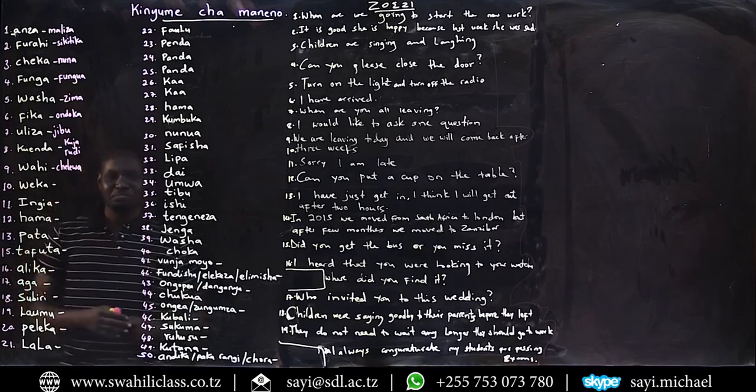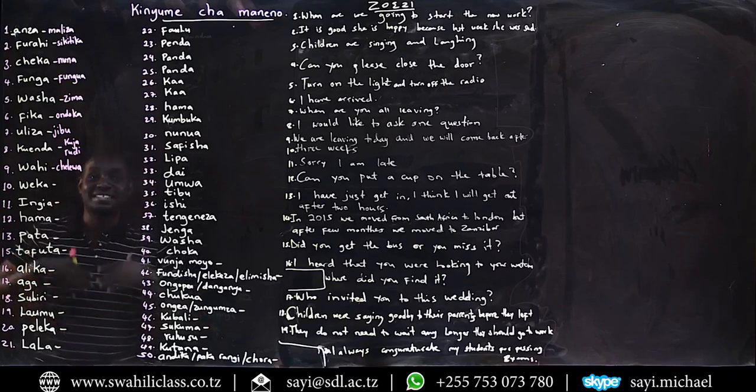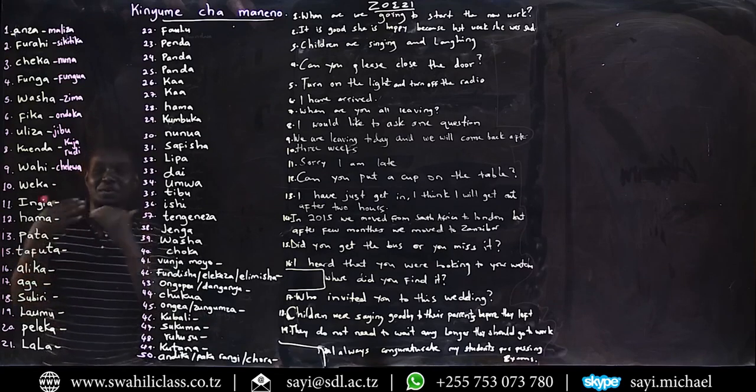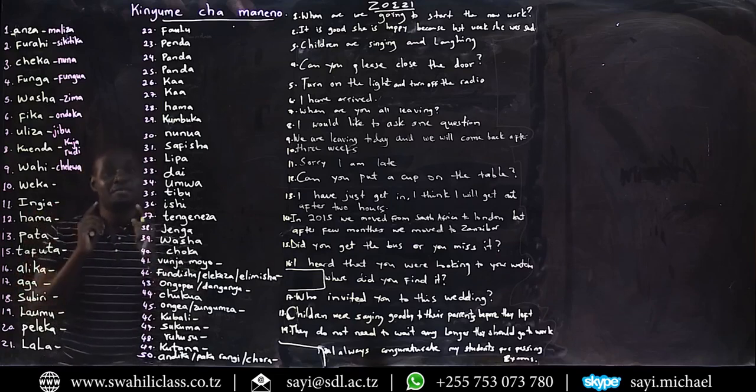Weka. You know weka? Tell me the meaning of weka. Weka is put. Kuweka is to put. And tell me the opposite of weka.